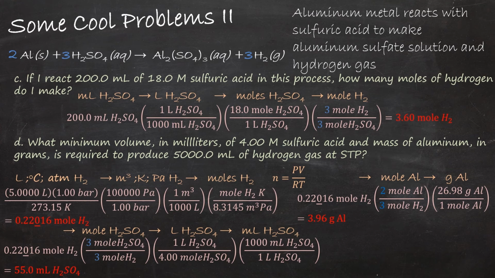Look carefully at the solution maps of each of these reactions and work through the computation line to understand how each calculation was done. We find that we would need 55 milliliters of sulfuric acid and at least 3.96 grams of aluminum to make 0.220 moles of hydrogen. Again, be extremely aware of your significant figures and try not to round off too early in these multi-step conversion problems.